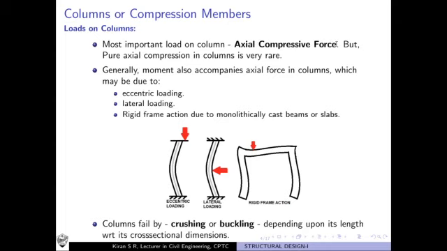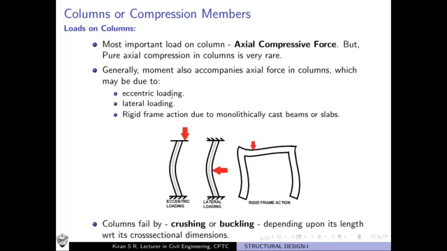Then we call it axial compressive force. But it is very difficult to see columns subjected to axial compressive forces exclusively. Very rare are such situations. Generally, columns will be accompanied by moments along with axial compressive force. Why? Following are the reasons why true axial compressive force is rare. Usually this is accompanied by moment also.